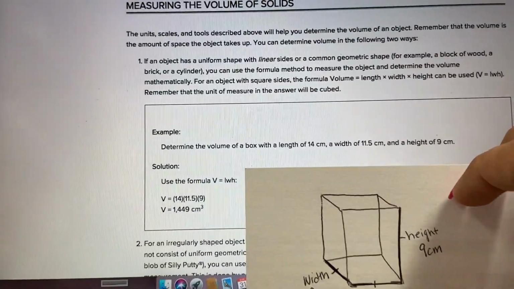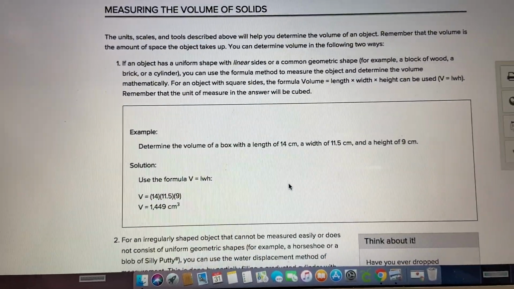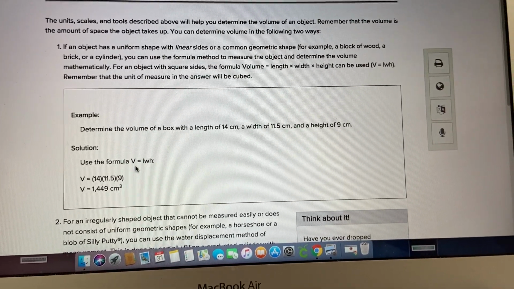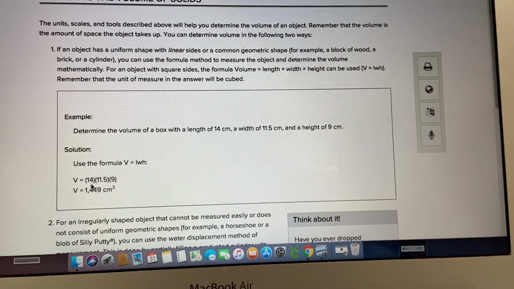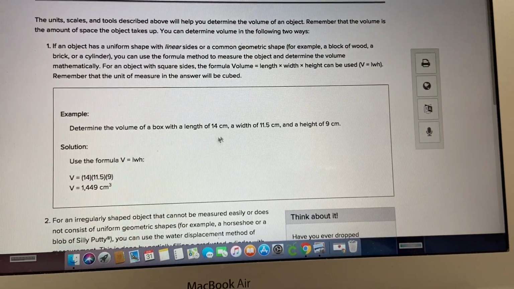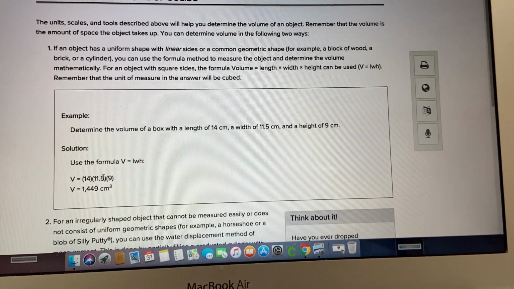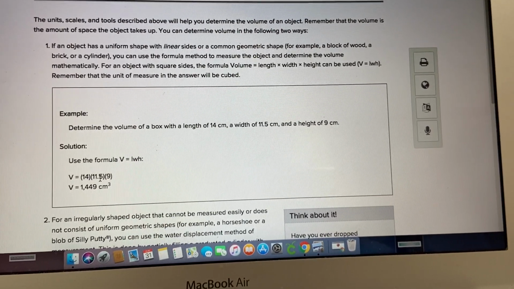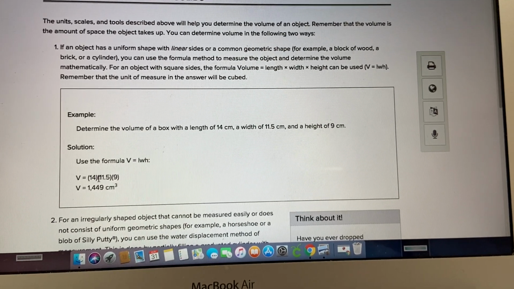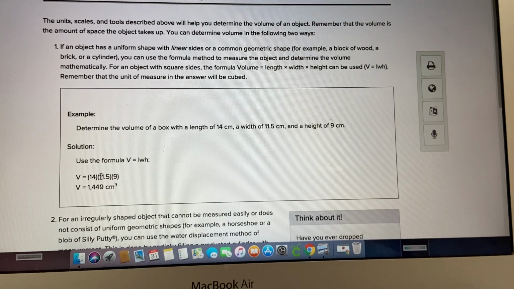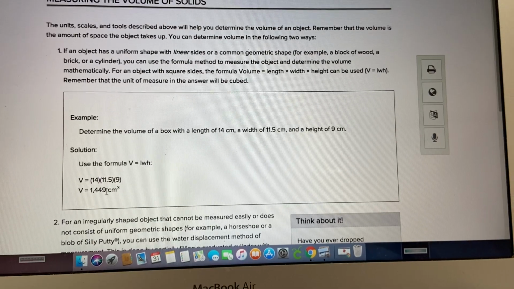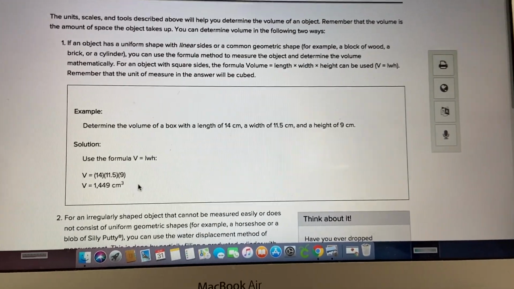How do you get that? You have to do length times width times height. Right here, we've got our length, they told us it was 14, so we put our 14 here. We've got our height, which is 9, right there. And we've got our width, 11.5, right here. Remember, when numbers are side by side, that indicates you're going to multiply. So this is 14 times 11.5 times 9. When you multiply those three numbers together, you get 1,449 centimeters cubed.